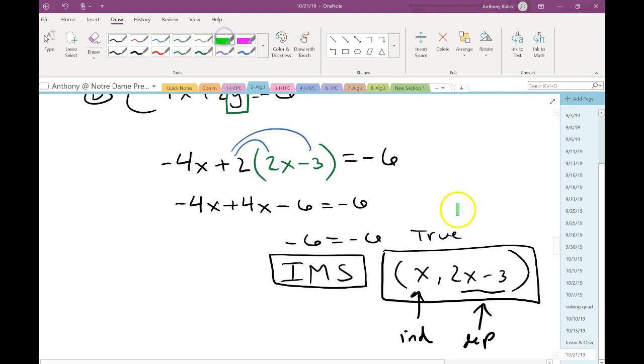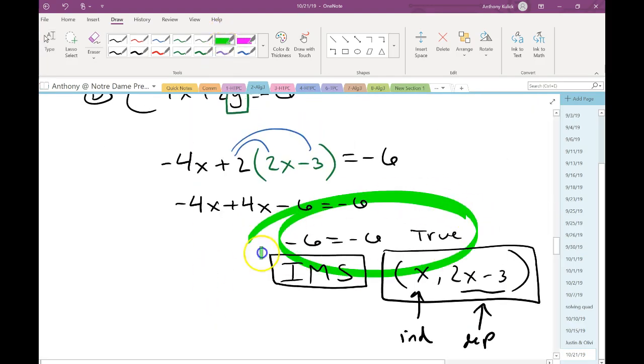So this piece right here is what the infinitely many solutions are going to look like. So you should end up with a true statement like that. 4 equals 4, 0 equals 0, 1 equals 1, negative 6 equals negative 6. Something like that that's always true.